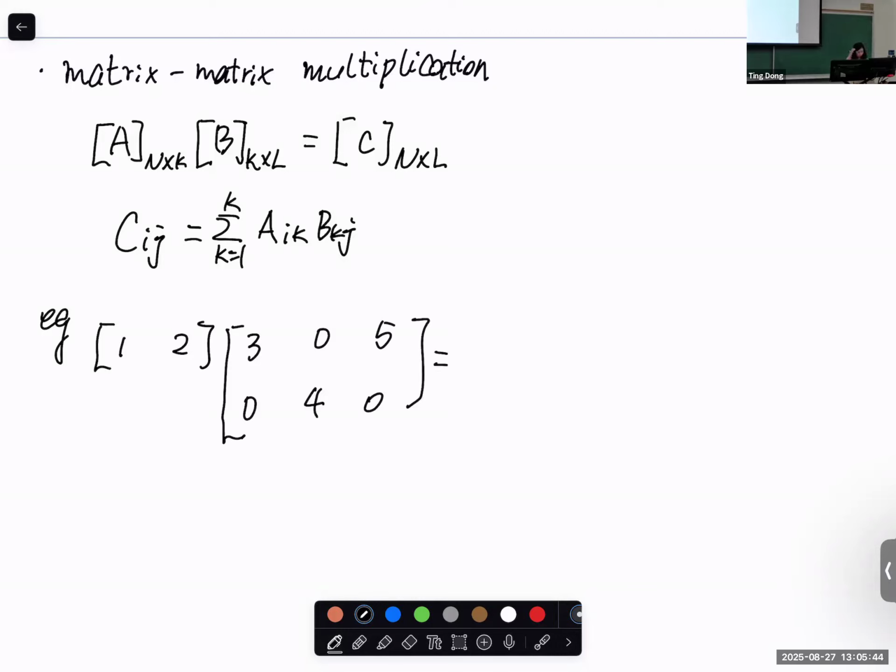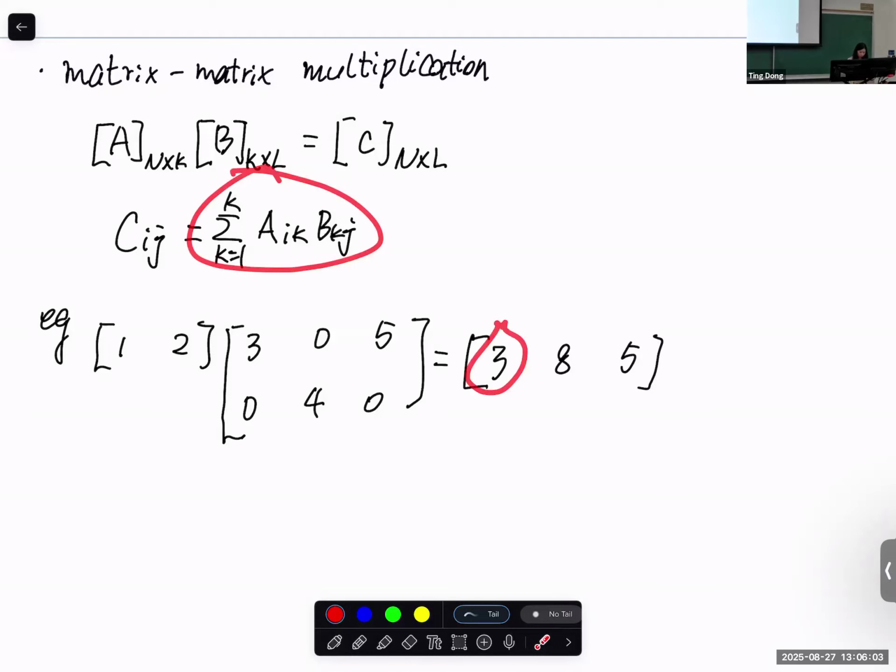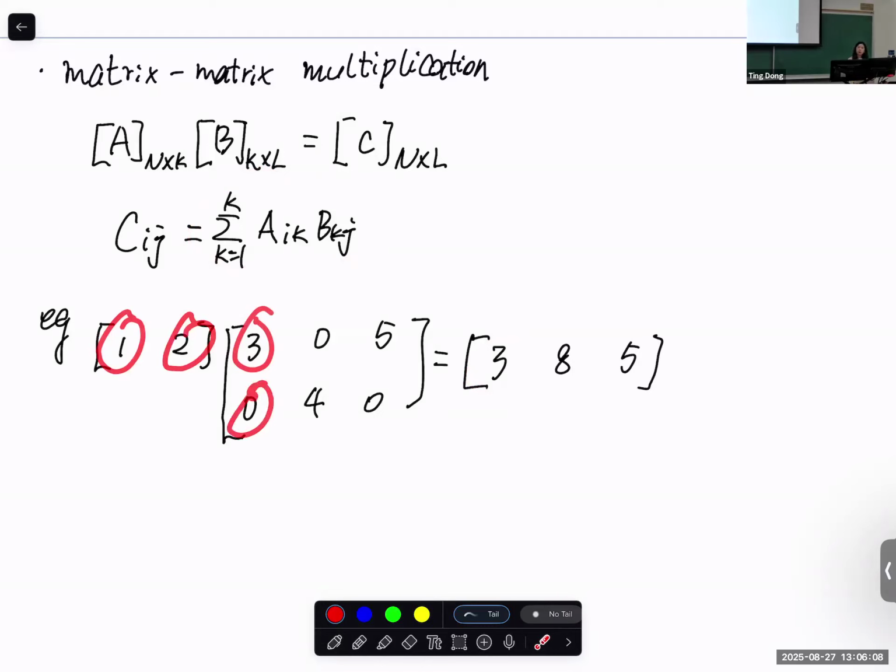Can anybody quickly tell me what is the result of these two? The three components. Yes, thank you. So basically, the first component here is 1 times 3 plus 2 times 0, right? The second component equals 1 times 0 plus 2 times 4. And the third component is 1 times 5 plus 2 times 0.